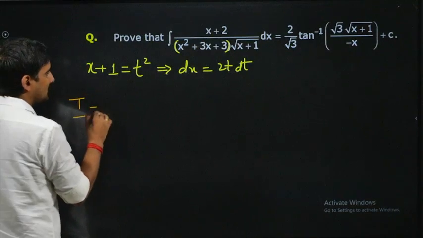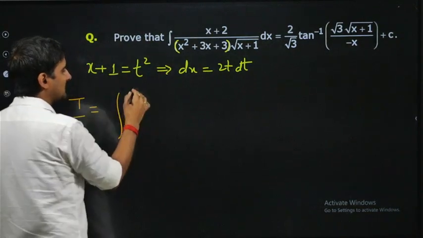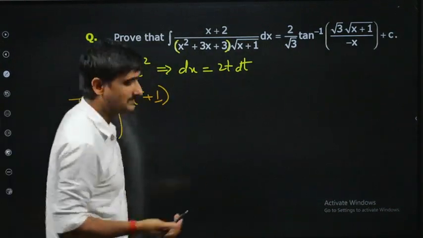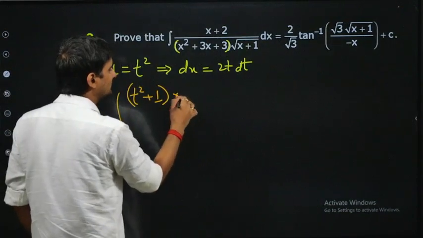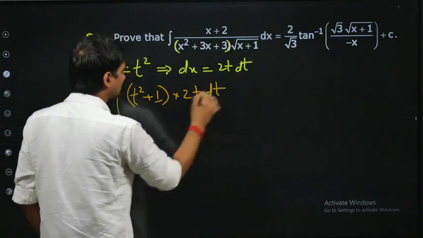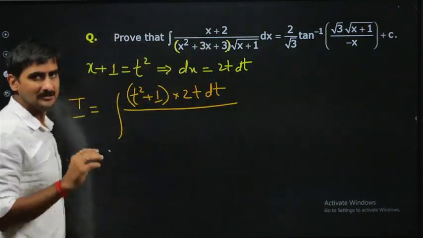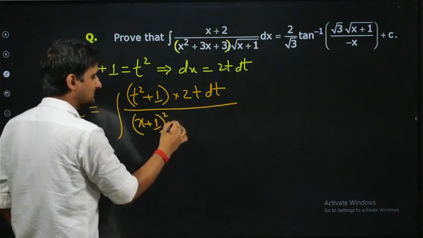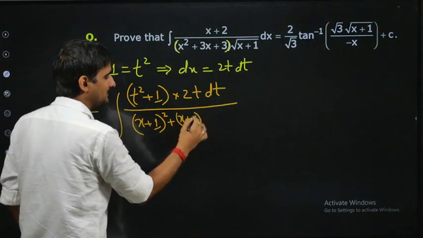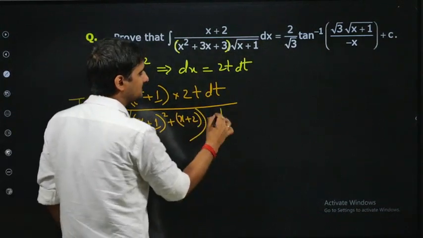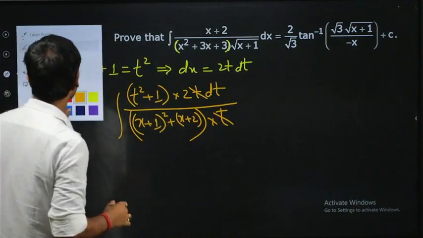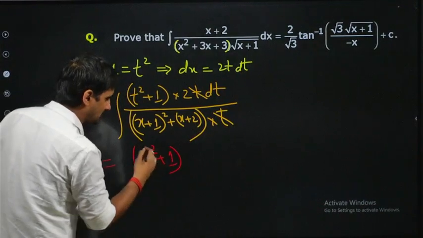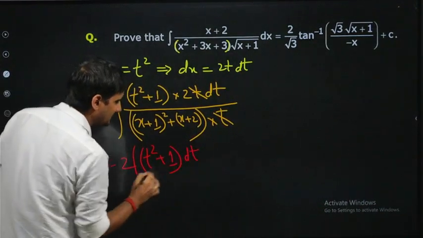So x is t square minus 1, so x plus 2 is t square plus 1, that's what you get for x plus 2 in the numerator. dx is 2 times t times dt. In the denominator, the quadratic term, I can write as (x plus 1) whole square plus x plus 2. And this will be t, and t gets cancelled. Now let us write everything in terms of t.